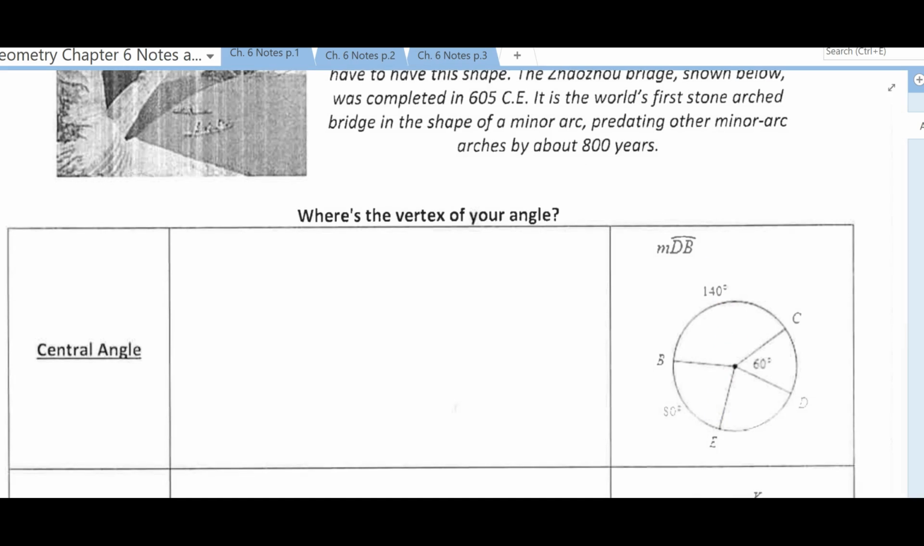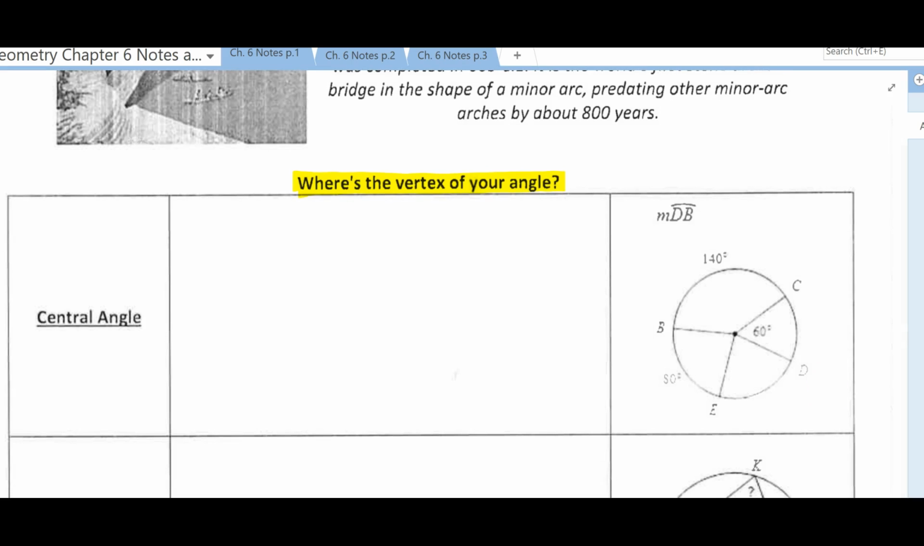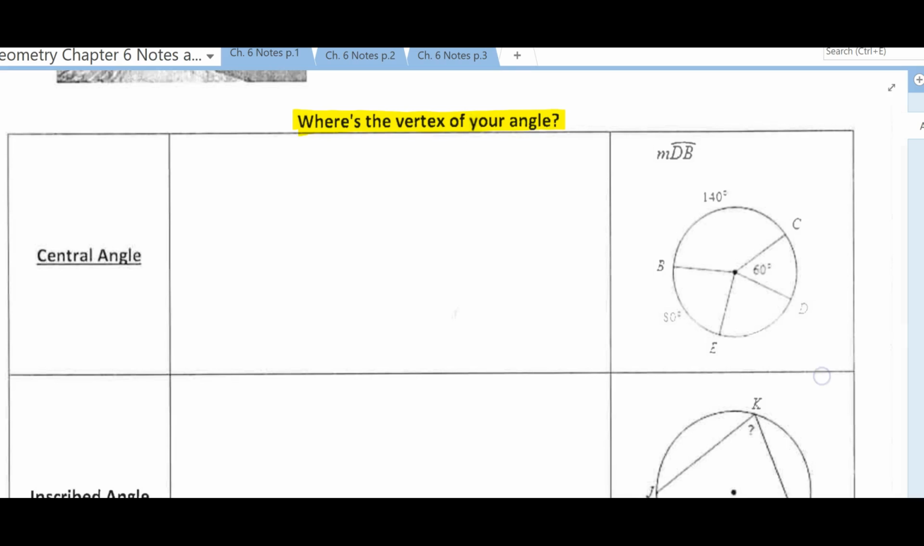Now, the key idea here is that we want to know where's the vertex of your angle. This is the most important question. So in order to figure out how you're going to calculate your angle or how you're going to calculate arcs based on that angle, you need to know where the vertex is. So is the vertex at the center of the circle, which we've talked about? Those are central angles. Is the vertex on the circle? That's going to be something new in this video.